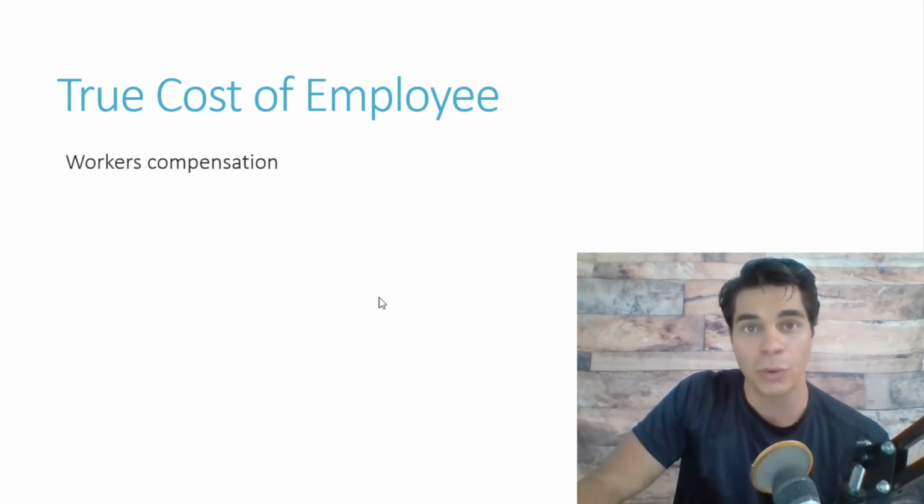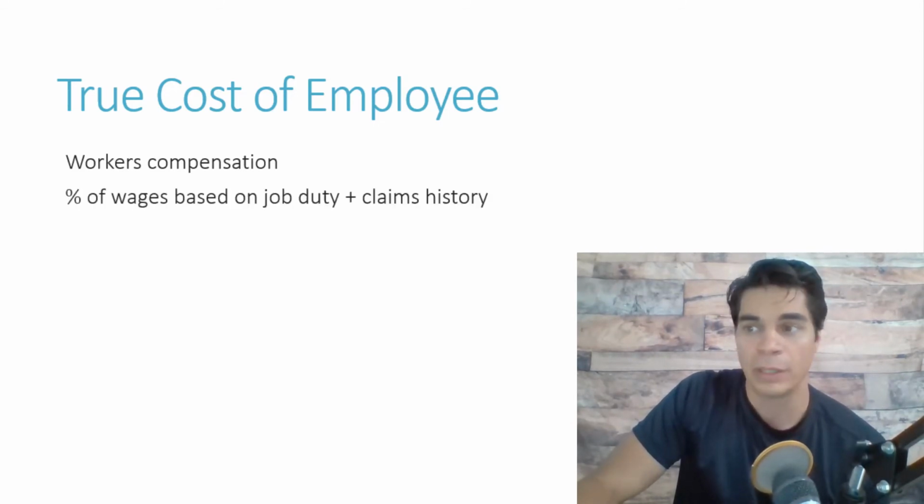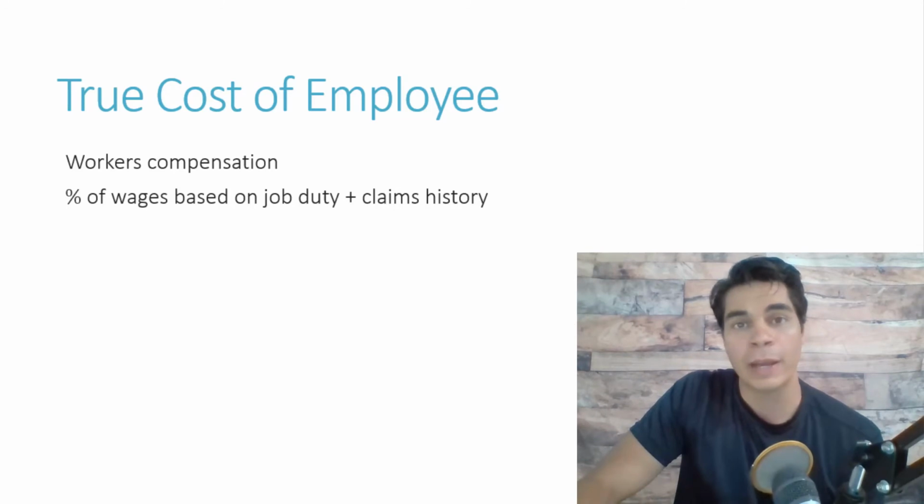Workers' comp insurance is protection from injuries on the job. So unemployment tax is given to employees when they're terminated and leave the job. Workers' comp is given to employees when they are injured on the job. So very different things and very different functions. But the way they're calculated is similar.